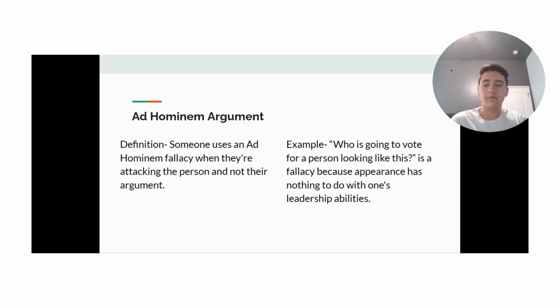Third one is the ad hominem argument, and that is when someone uses an ad hominem fallacy when they're attacking the person and not their argument, like, "Who is going to vote for a person looking like this?" It is a fallacy because appearance has nothing to do with one's leadership abilities. It's just targeting the person and not the whole argument or what the voting is for.